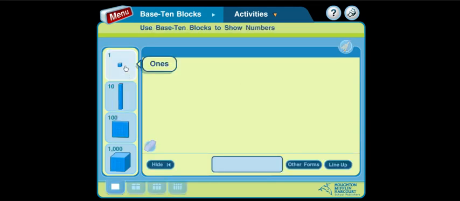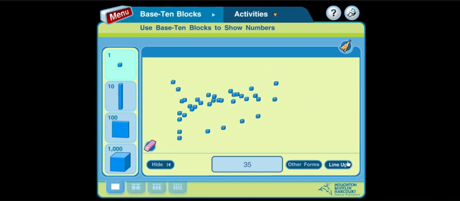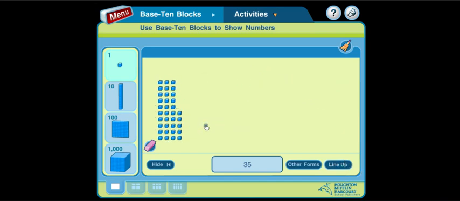So we'll do our 35 ones. Ooh, that was a lot of ones. All right, if I line those up, I can see I have 3 stacks of 10 plus 5 more ones. So that's really like having 3 tens plus 5 ones.